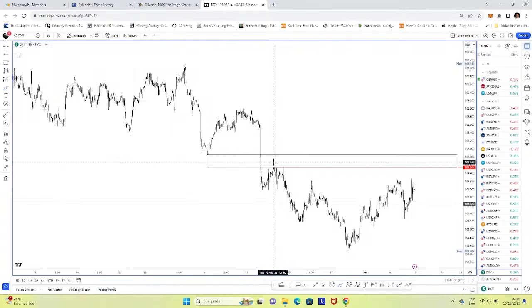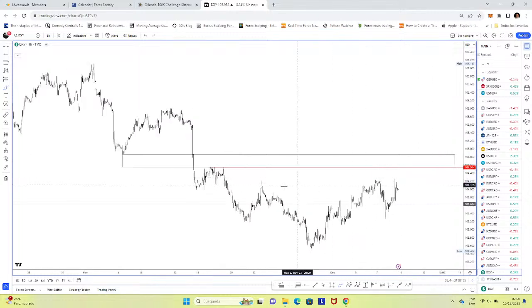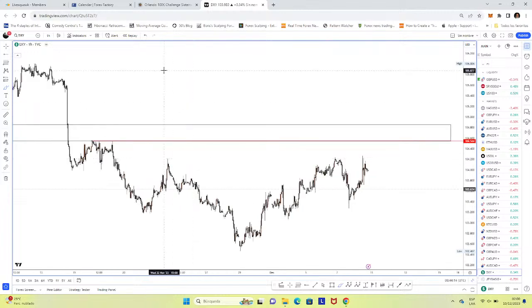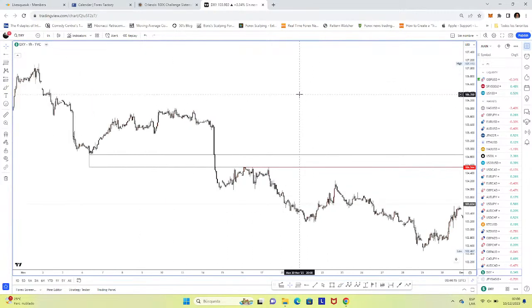So basically, what I'm looking at here is a draw on liquidity or a sweep of the highs. Why? Because after the break of these lows, this entire level right here, right? Let me just thicken this chart out. There were a ton of sellers at the previous broken lows, right?